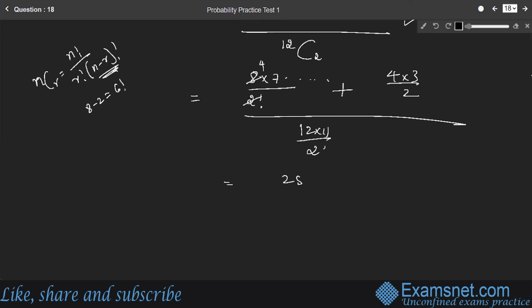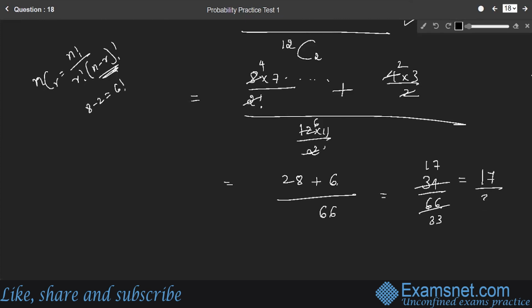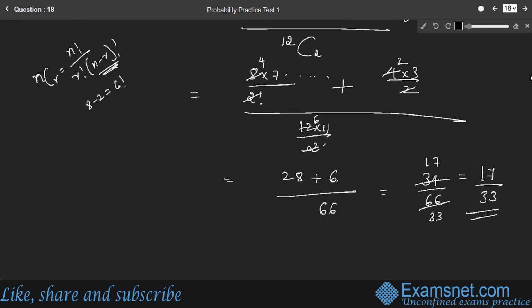So 2 factorial is 2, 2 into 4 is 8, so it is 28, plus here 2 into 2 is 4, so it is 6, divided by 2 into 6. Therefore 11 into 6 is 66. So 28 plus 6 is 34, by 66. Both the numbers are even numbers. So 17 into 2 is 34 and 33 into 2 is 66. Therefore, the required probability is 17 by 33.